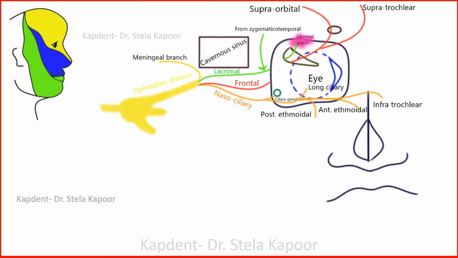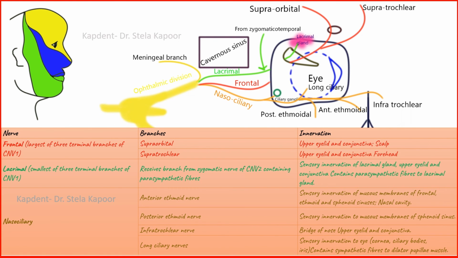So, in a nutshell, the ophthalmic division provides sensory innervation to the skin and mucous membrane of the structures derived from the frontonasal prominence. The following table summarizes the branches and the innervations. You can pause the video and relate to it with the schematic diagram above.